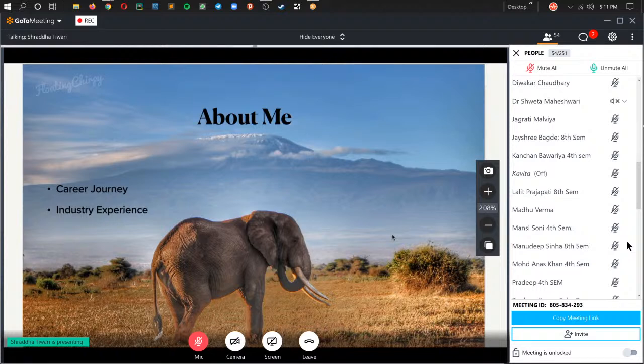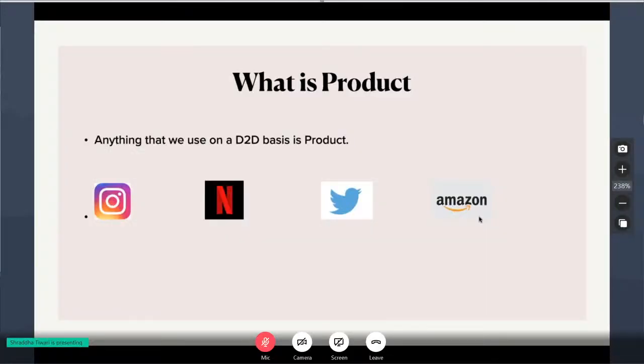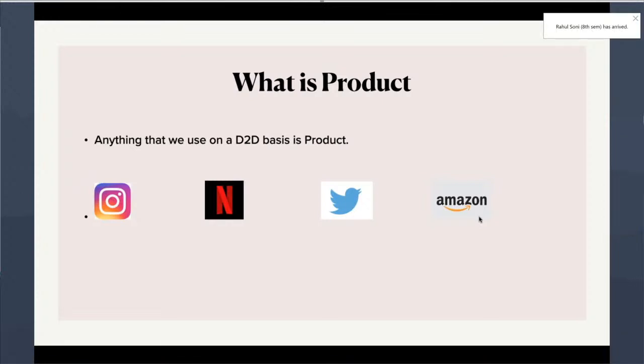During this pandemic time, at least I am very active on Insta and Netflix. I just swear by these two things. Insta is a product. Netflix is a product. And of course Twitter, Amazon, Flipkart, anything that you're using. I'm sure you must be booking flights and using something like Make My Trip. All these things are nothing else but products.